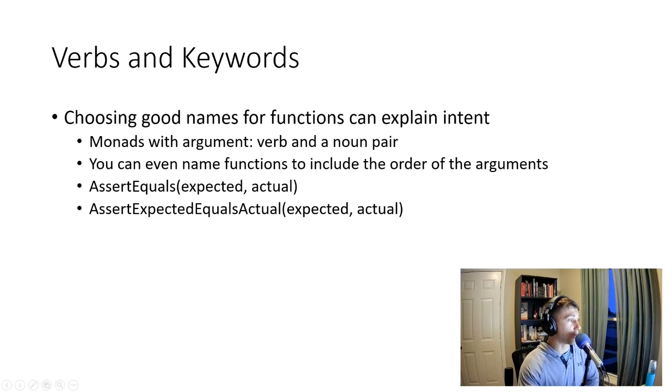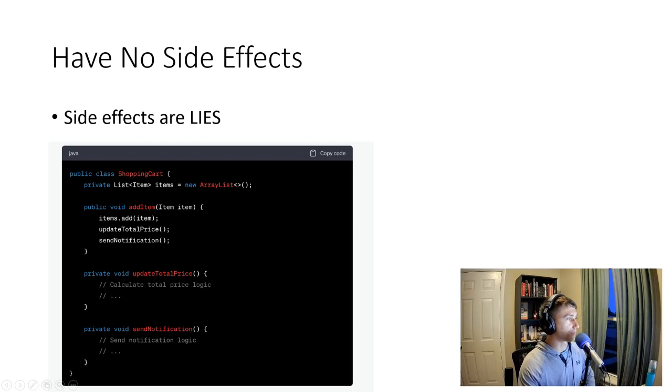But you can even name functions to include the order of the arguments. Like assert equals, you could extrapolate that out or change that to assert expected equals actual, to go along with the ordering of your arguments here. Expected comes first and then actual comes second. And I actually kind of don't mind this. I know it's longer than assert equals, but it does make it very clear. Okay, the first argument is expected. The next argument is actual.